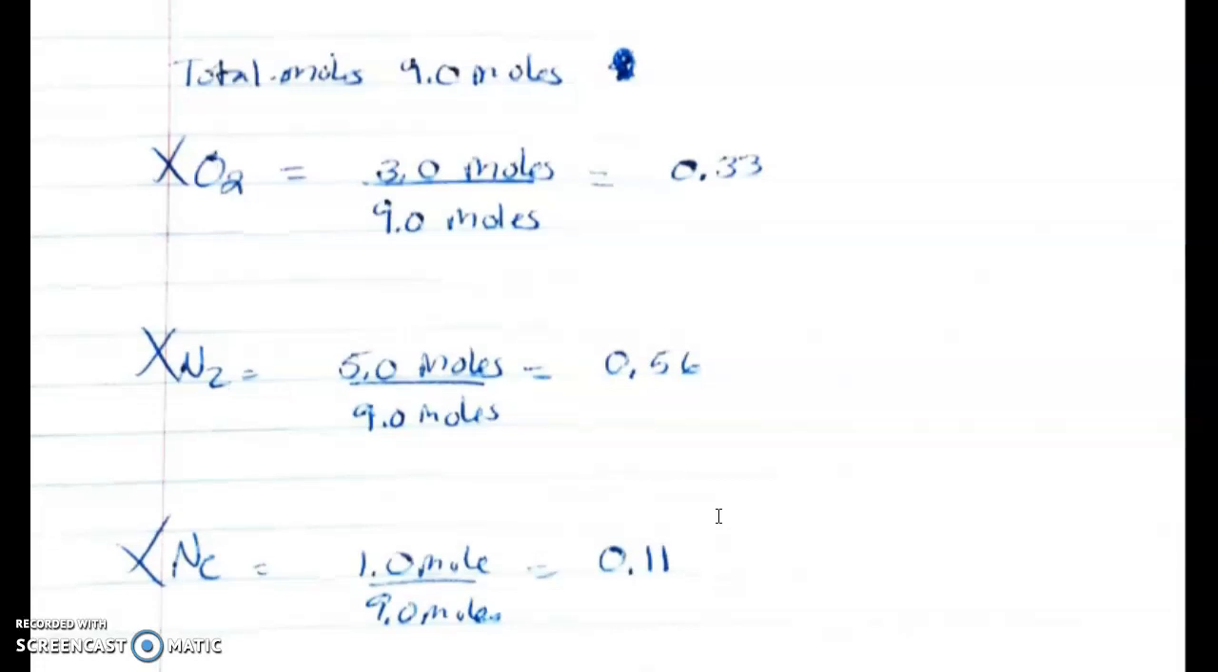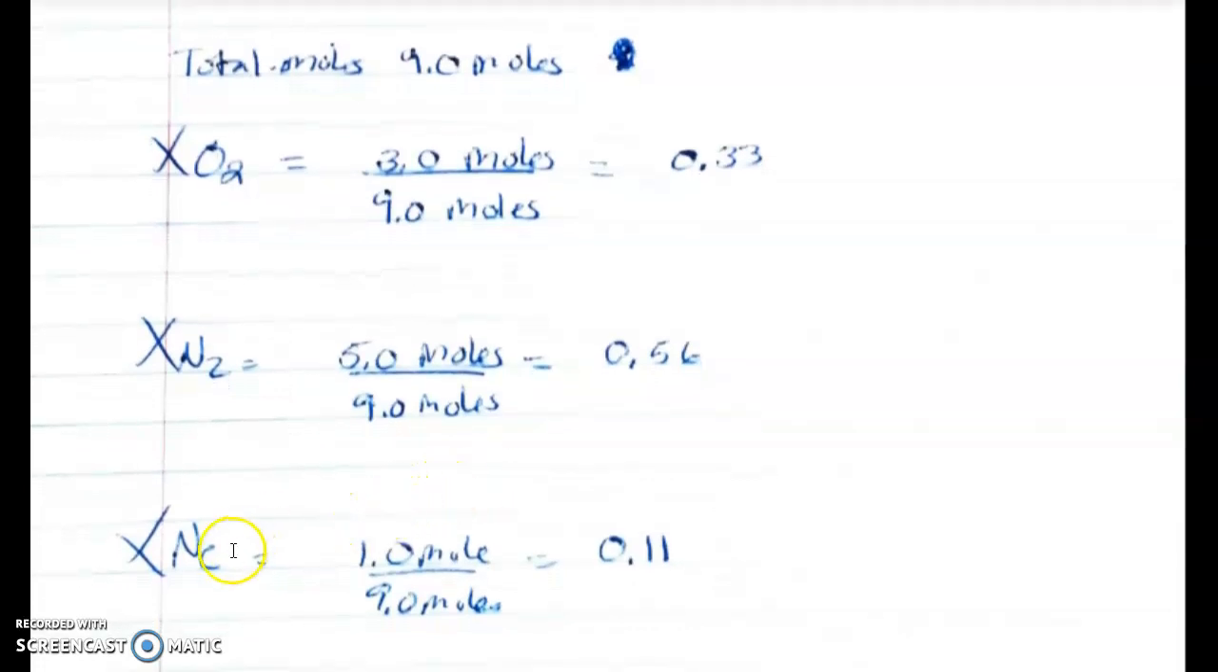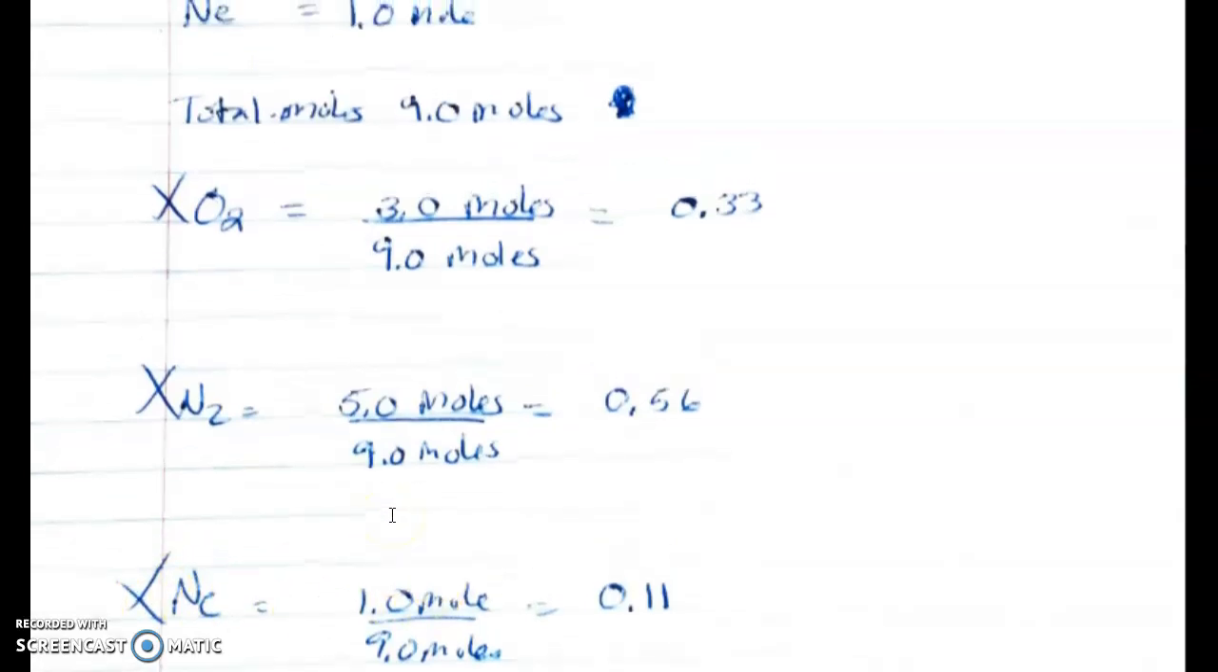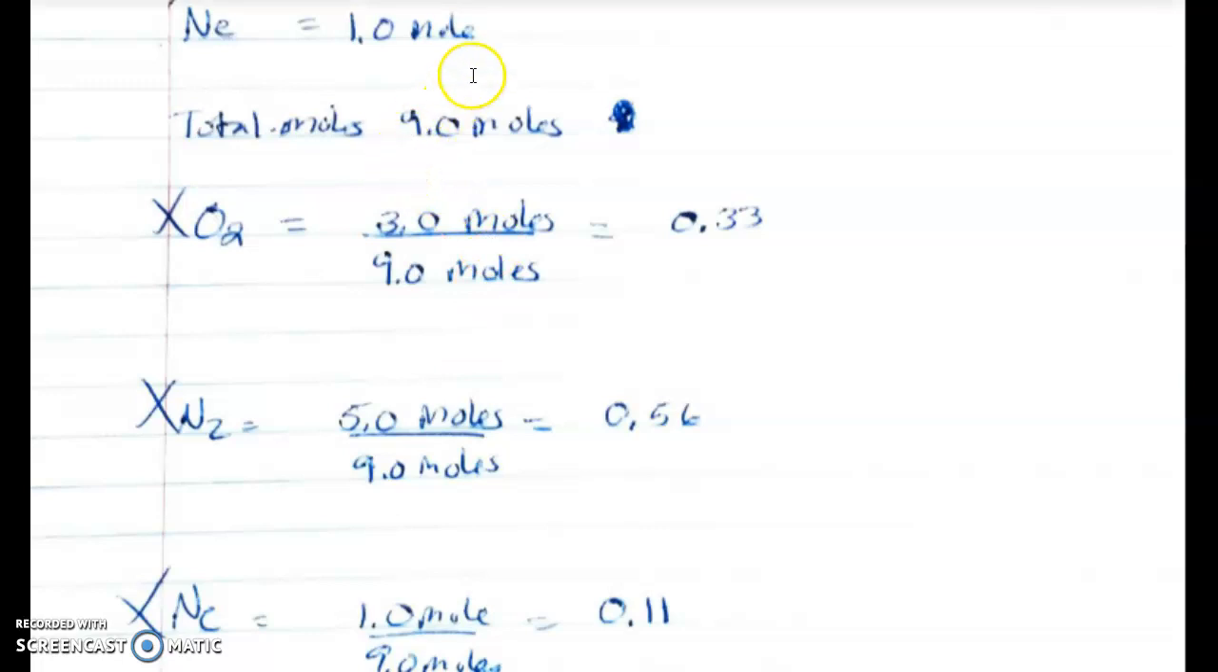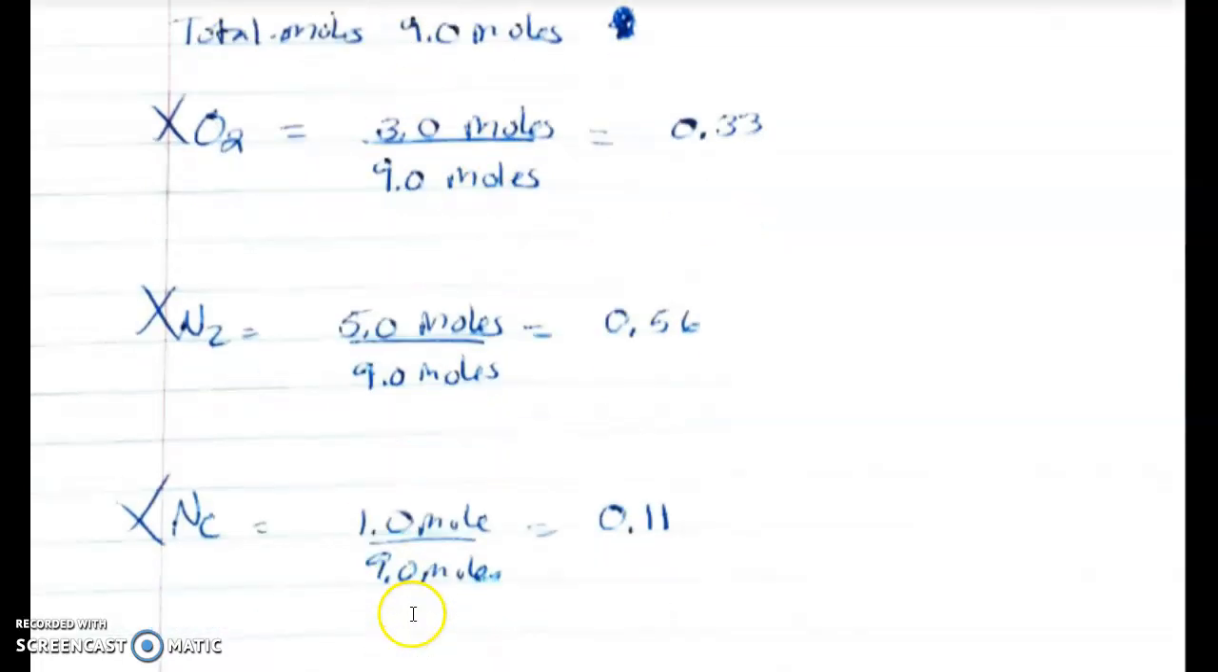All right. And for neon, so X represents our mole fraction, subscript neon, which is Ne. Sorry about the legibility there. And we know from our problem that we have 1.0 mole neon in our total mixture of 9.0 moles. And that division gives us 0.11, or a little over 1/10 of this mixture is composed of neon gas.